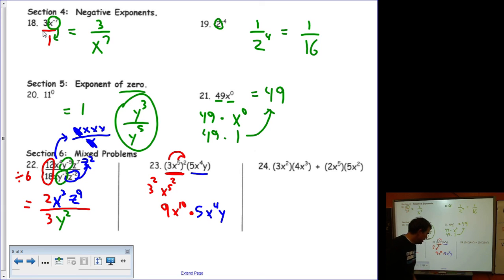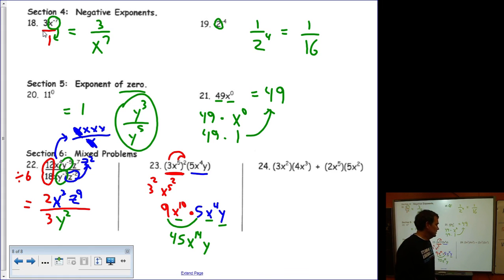When you multiply those, of course, you multiply the coefficients. 9 times 5 gives you 45, but you add the exponents when you're multiplying terms. I have 10 x's in the first term and 4 x's in the second term. That's 14 x's. I have no y's in the first term and 1 y in the second term, so that's a total of 1 y. And there's my result.